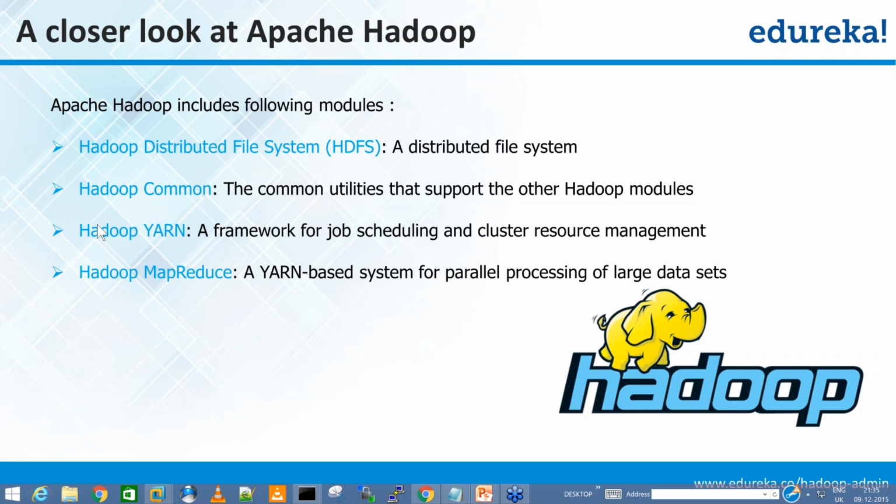Okay, so for data management, HDFS comprises two daemons, NameNode and DataNodes. And for MapReduce, we have ResourceManager and NodeManager. Under this as well, we have Hadoop MapReduce, a YARN-based system for parallel processing of large data sets.